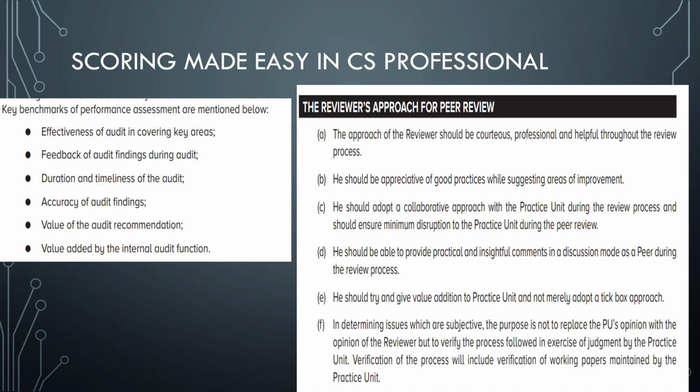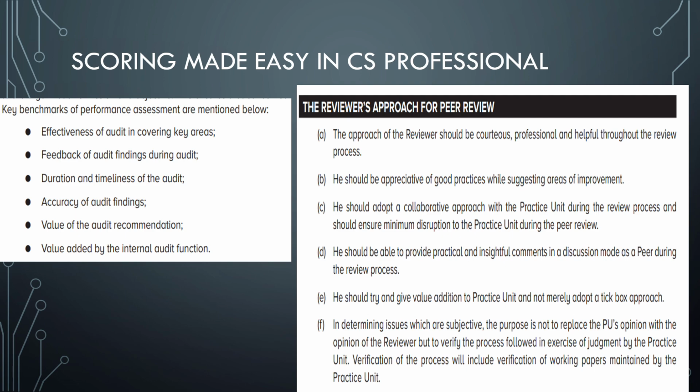Briefly elaborate the reviewer's approach for peer review. So first, the approach of the review should be courteous, professional, and helpful throughout the review process. Next, it should be appreciative of good practices while suggesting areas of improvement, and it should be able to provide practical and insightful comments in a discussion mode as a peer during the review process.